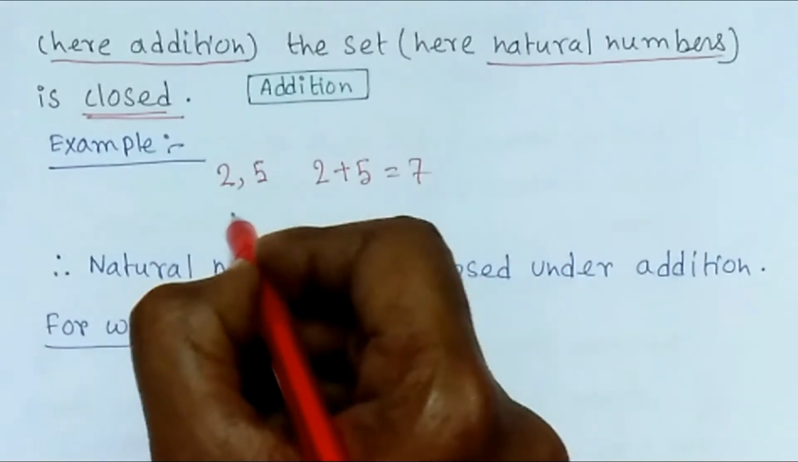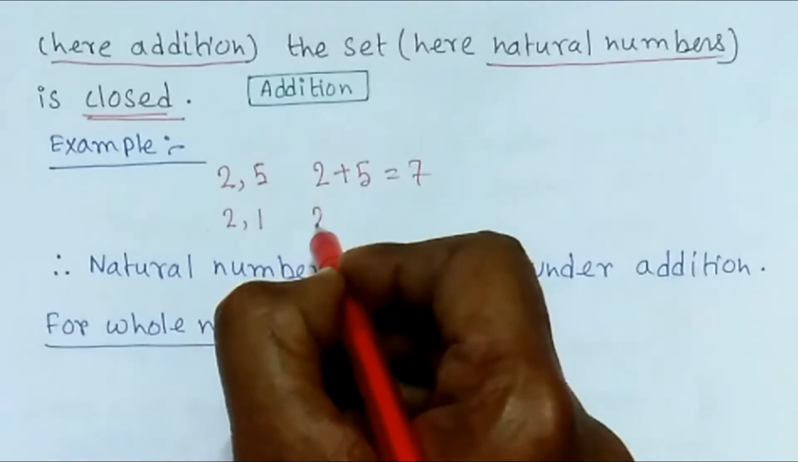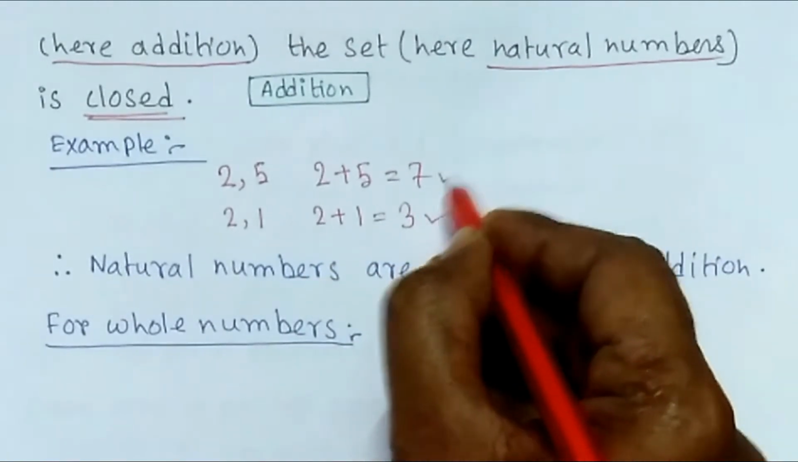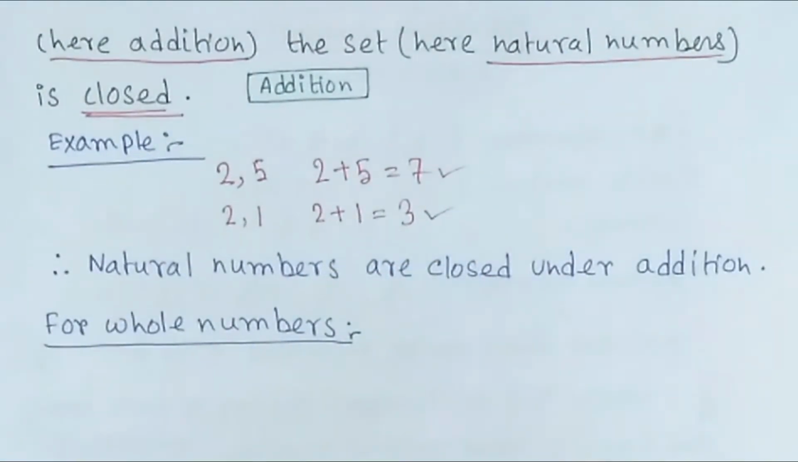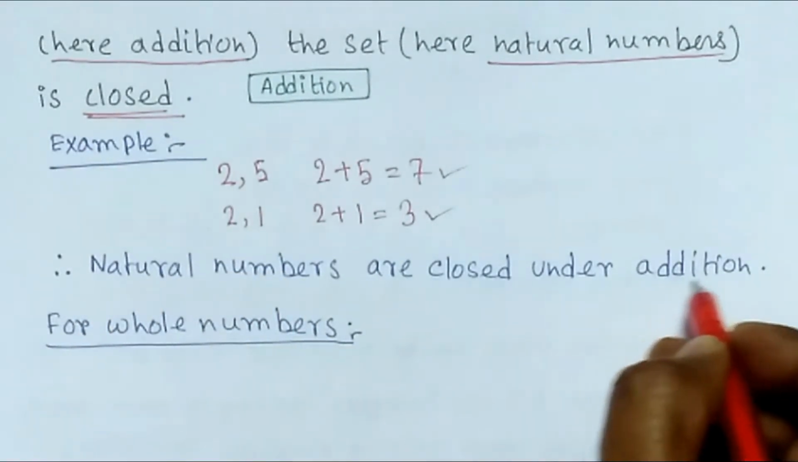Again, if we choose 2 and 1, then if we add them, 2 plus 1 is 3. This is also a natural number. So we conclude that natural numbers are closed under addition.